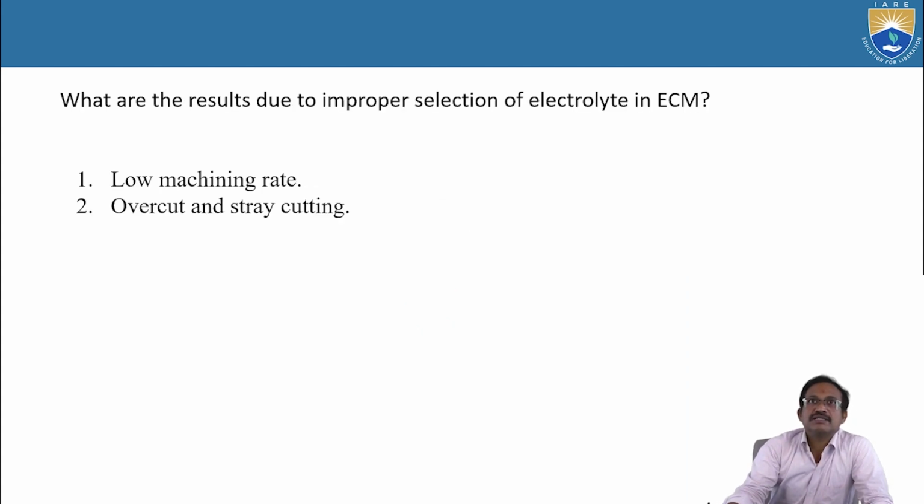What are the results due to improper selection of electrolyte in ECM? Low machining rate, overcut and stray cutting.